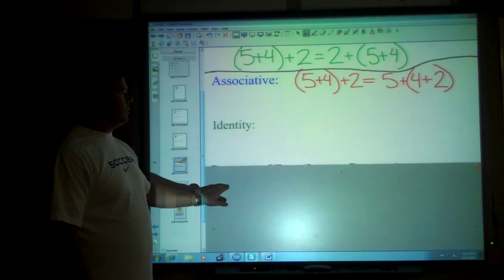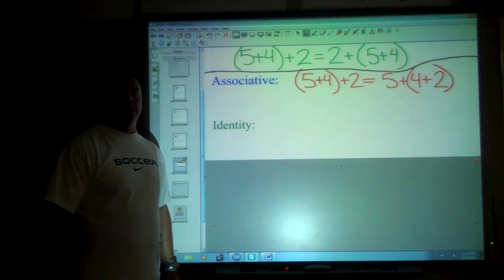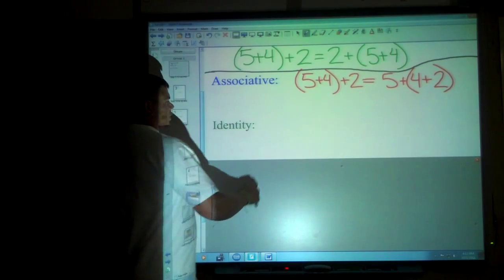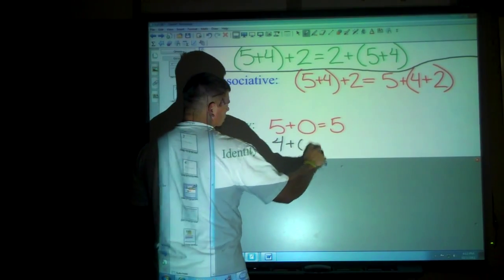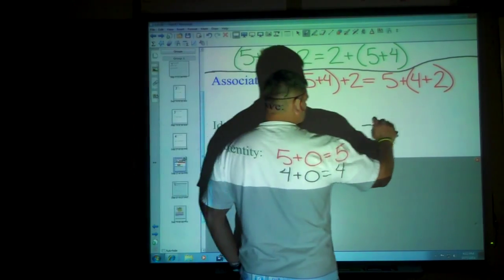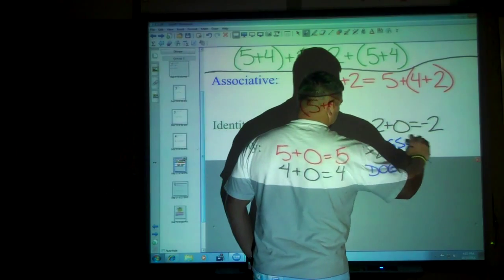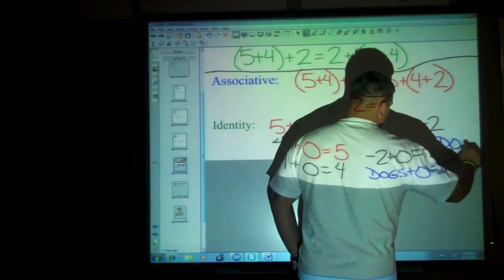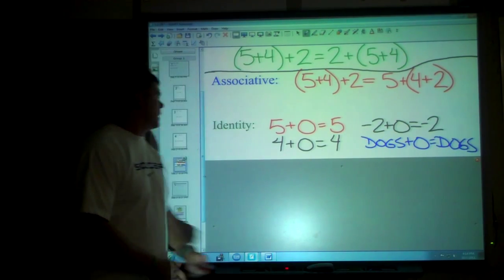Okay? We also have what we call the identity property. The identity property is pretty simple. It's not too tough. It basically states that if you take any number and you add 0, you'll be exactly where you were before. So 5 plus 0 equals 5. 4 plus 0 equals 4. It's identical to what it started with. Negative 2 plus 0 equals negative 2. Dogs plus 0 equals dogs. So the order isn't an issue right now. It's the fact that we're adding 0. It will be identical to what it began with.